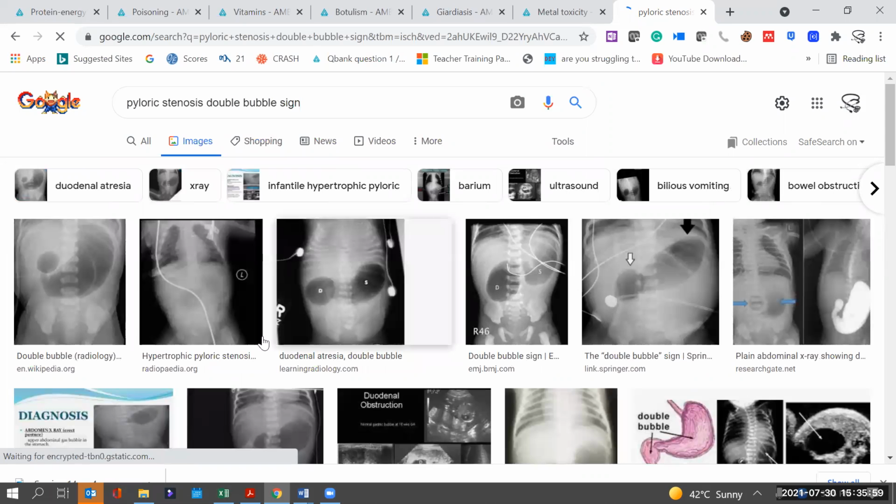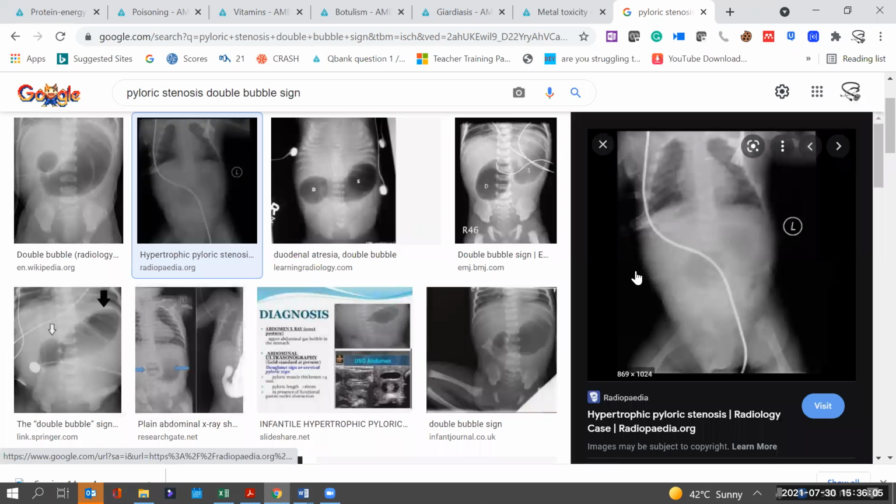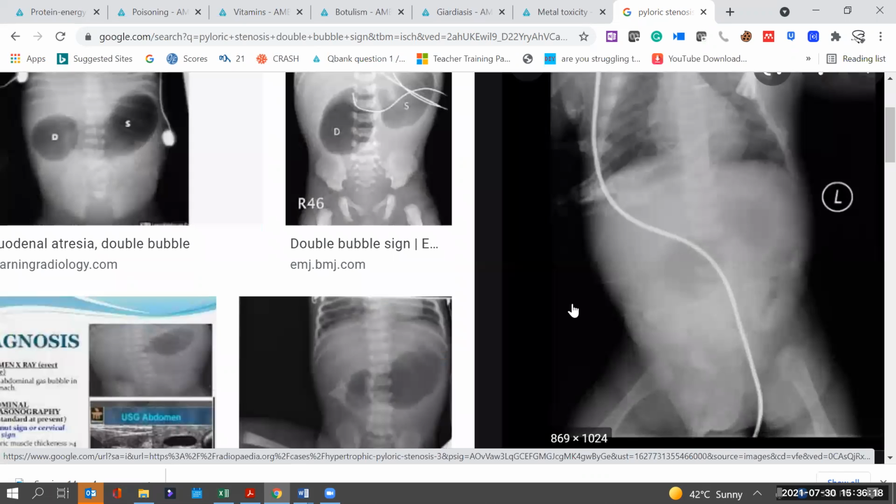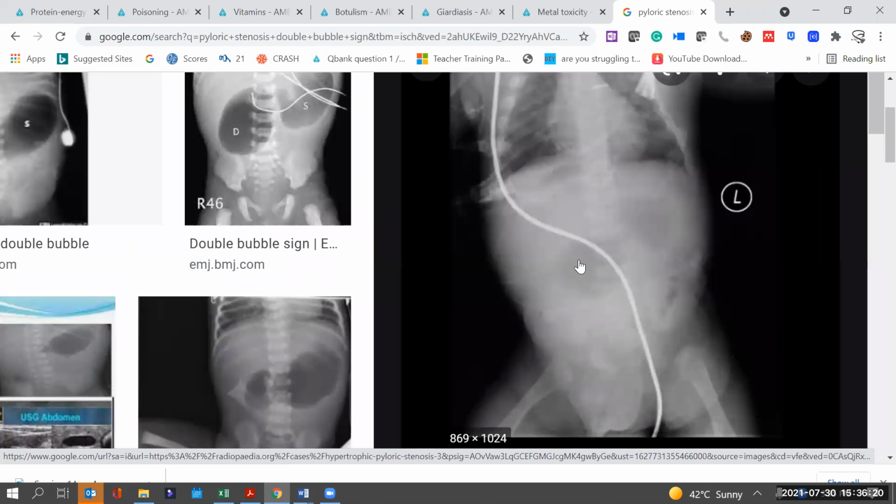See, it's very much clear here. This one, double bubble, or maybe better see this one because this is hypertrophic pylorus. Because of duodenal atresia, also we can find this double bubble. So think about what you are searching. Are you searching double bubble in duodenal atresia, or are you searching double bubble in hypertrophic pyloric stenosis? So this is the one where it's shrinking. Can you appreciate these two bubbles, these two black areas?